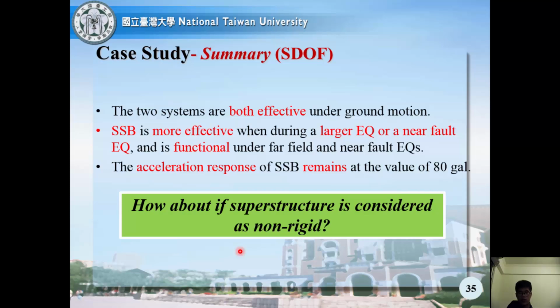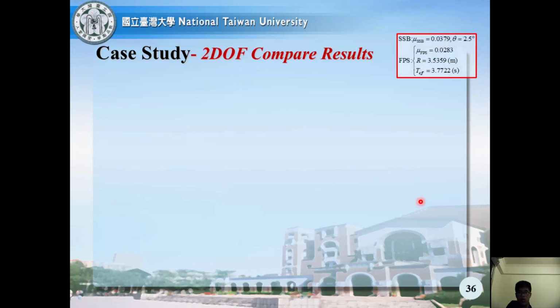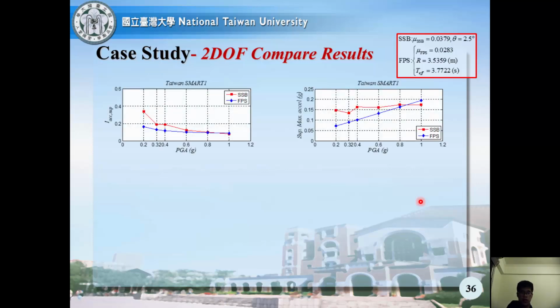So now we have already discussed the response of our system when it is a single degree of freedom. But how about if the superstructure is considered as non-rigid? Here we're going to use the design parameters which we determined in the previous section. First we'll introduce a performance index named the superstructure acceleration index. It is the ratio between the absolute acceleration of the system with the isolation system over the absolute acceleration of the system which is non-isolated.